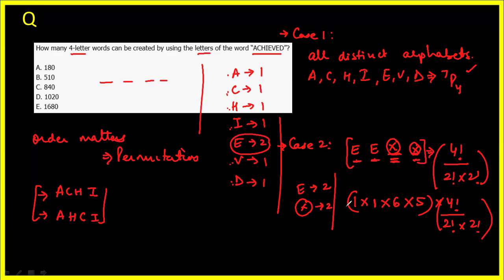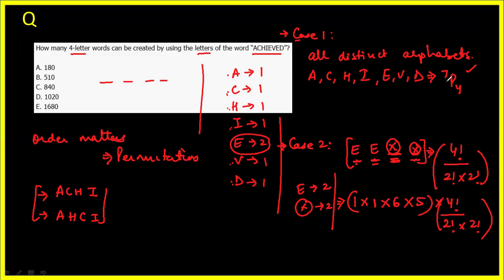How many words can be formed? These many words can be formed using E twice, right? The other 2 alphabets will be different, but E will come twice. In the first case, all the alphabets of this four-letter word will be distinct.